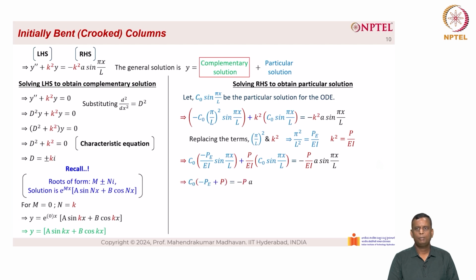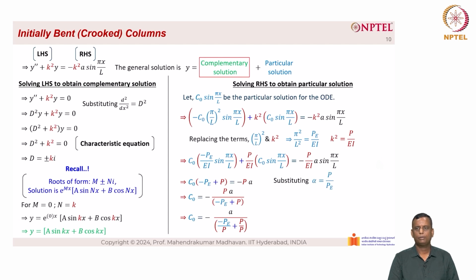We can take the common terms, which is sin pi x by L and 1 by EI common, and we can remove that from the entire equation, which gives rise to the value C0 into minus P sub E plus P equal to minus PA. So, we have C0 equal to minus of PA by minus PE plus P. So, C0 equal to minus of A divided by minus P sub E by P plus P by P.